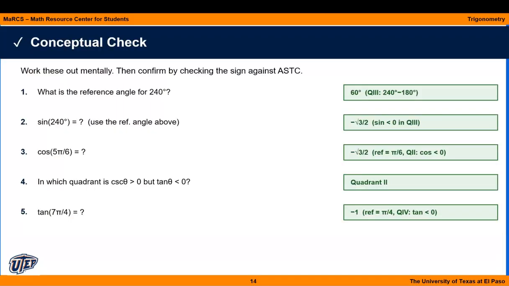Let's apply these ideas. The reference angle for 240 is 60. Sine of 240 is equal to negative square root of 3 over 2. And cosine of 5 pi over 6 is equal to negative square root of 3 over 2. And if cosecant is positive while tangent is negative, the angle must lie in quadrant 2.